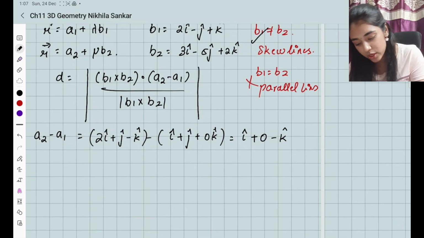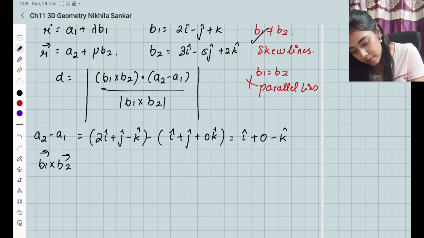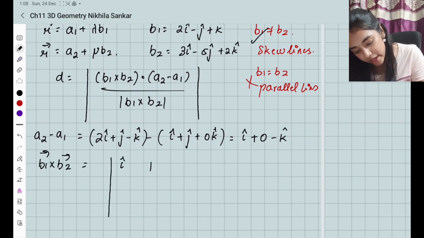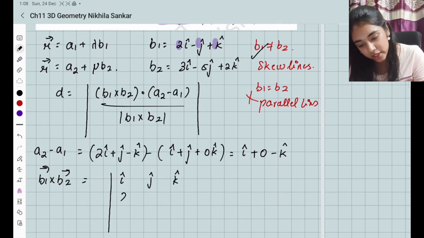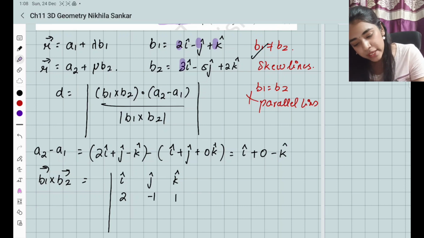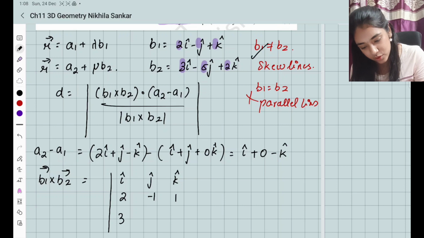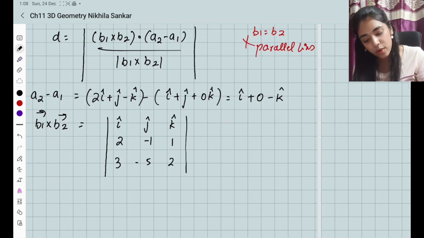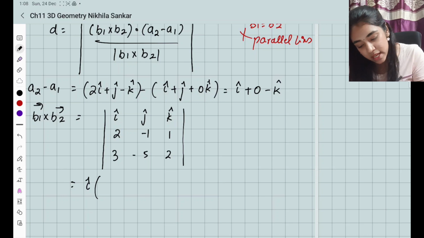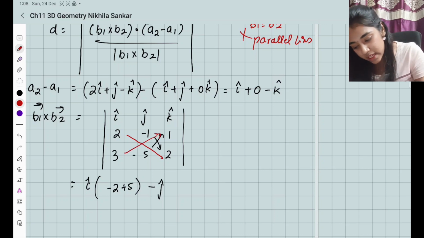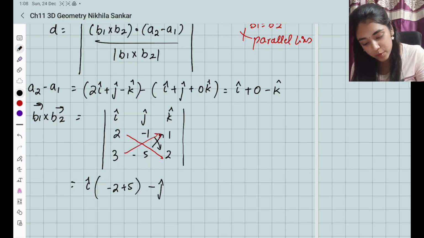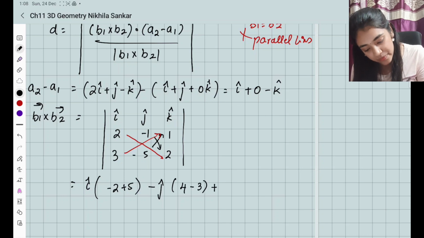இப்போ B1 cross B2 கண்டுபிடிக்கணும். B1 cross B2 is going to be நம்ம determinant போடுவோம். ஞாபகம் இருக்கா? So I have i, j, k. B1 என்னென்ன இருக்கு? 2, minus 1, 1. இதெல்லாம் cross product. And B2 க்கு 3, minus 5, 2. Minus sign லாம் விட்டுறாதீங்க. Now when I solve this, I'm going to have i times in the first term, minus 2 plus 5, minus j cap. ஞாபகம் இருக்கா? வெக்டர்ல போட்டிருக்கோம். எந்த ரெண்டு எடுக்கணும்? So 2 2s are 4, minus 3, plus இப்போ k cap.